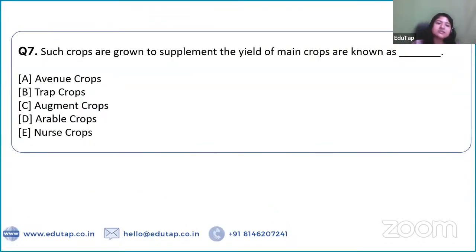Now let's come to the next question. Such crops are grown to supplement the yield of main crops are known as. Now next we are going to look at for what aim the particular crops are grown. On that basis, what is the classification that is there. Okay.